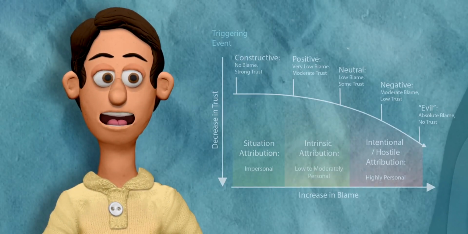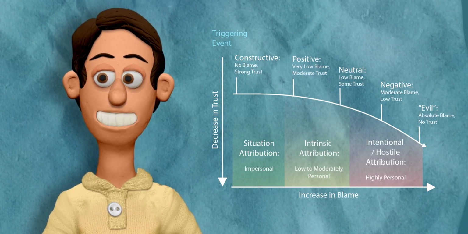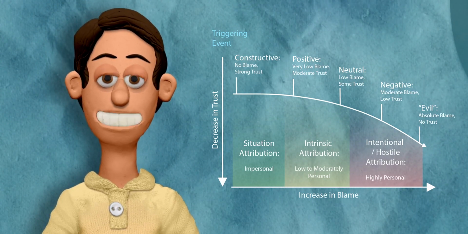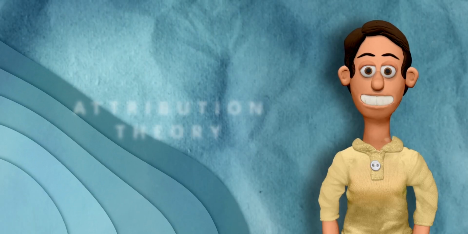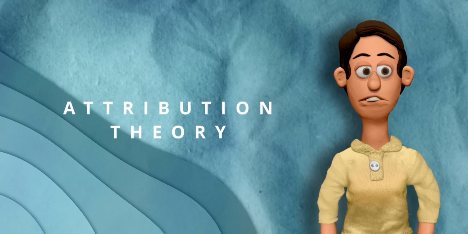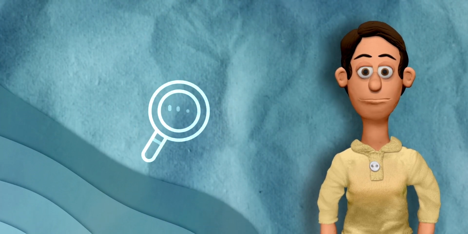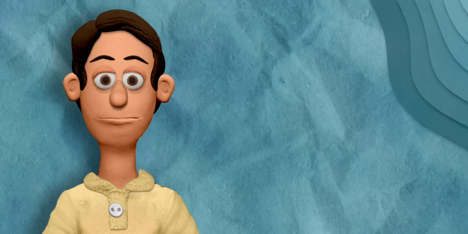The dynamics of trust model investigates the roles trust and blame play in conflicts, their dependency upon each other, and how they eventually either enable or make conflict resolution impossible. The model is based on attribution theory, a theory of extensive research in psychology, and helps to diagnose underlying attributions of blame that fuel conflicts.